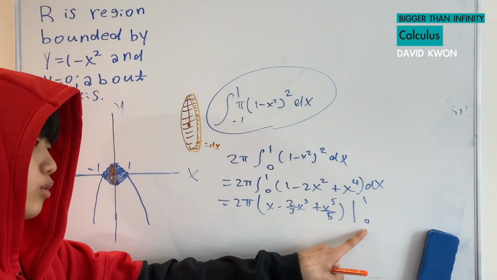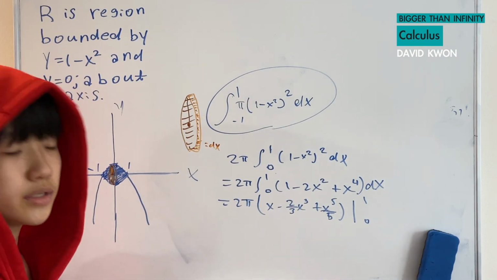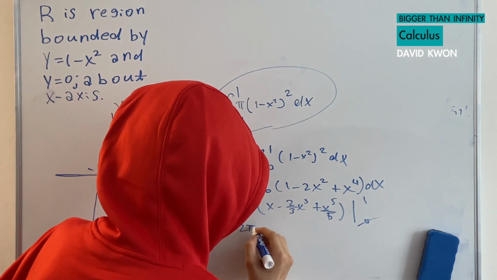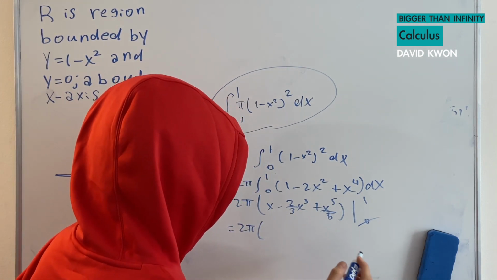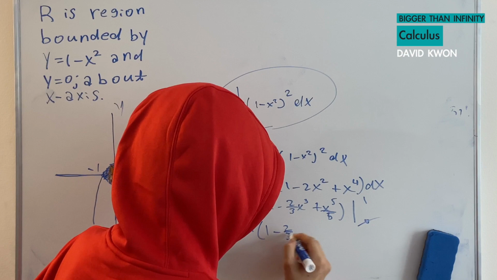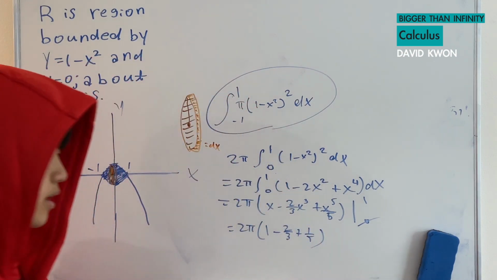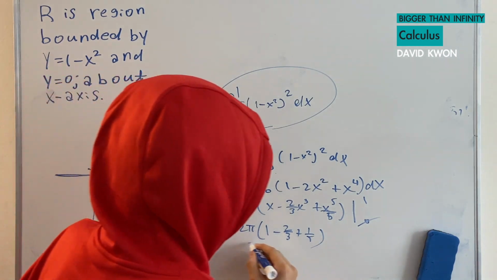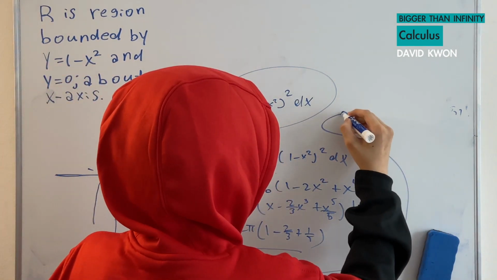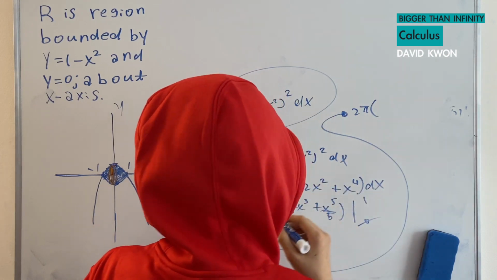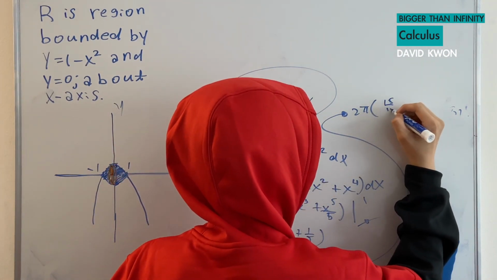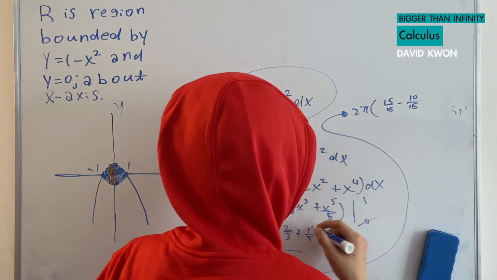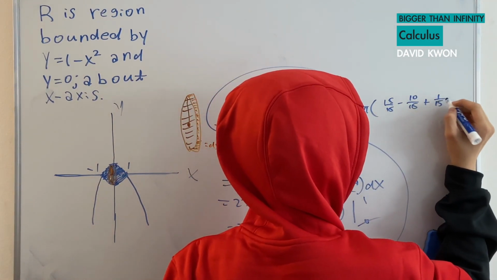The 0 I can just ignore, because when I put in the 0 there, everything is going to be 0. And then when I put in the 1, that makes everything interesting, because I get 1 minus 2 over 3 plus 1 over 5. Let's bring the numbers inside the parentheses over here. 2 pi can stay the same, and 1 I will change to 15 over 15, and then 2 over 3 to 10 over 15, and 1 over 5 to plus 3 over 15.